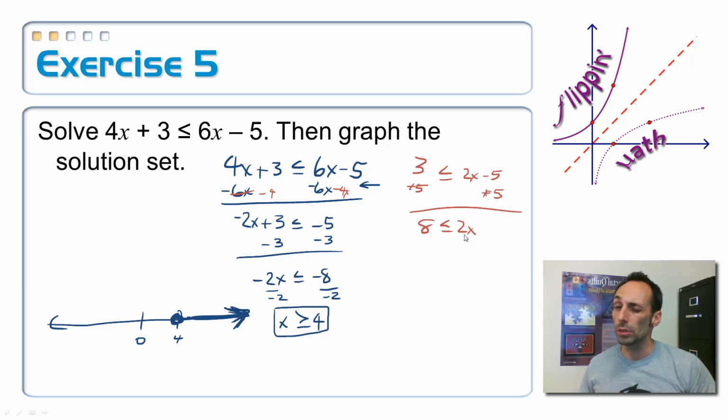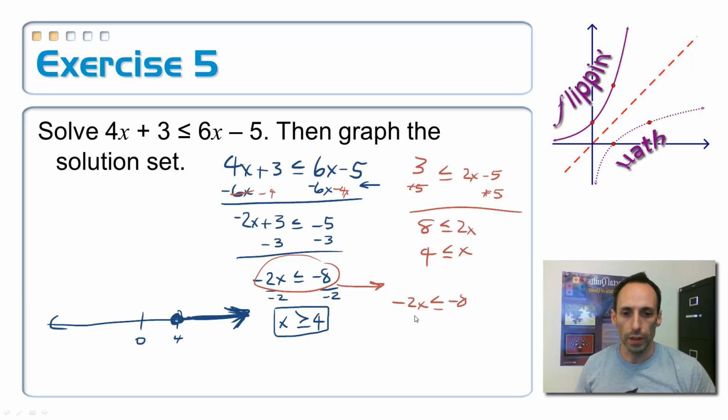Do you see where this is going? It's because of where the x is. I'm going to have to divide by the 2, and I have x. From the x's point of view, that's a greater than sign. From the 8's point of view, it's less than. But anyway, so if I look at this one, negative 2x is less than or equal to negative 8.